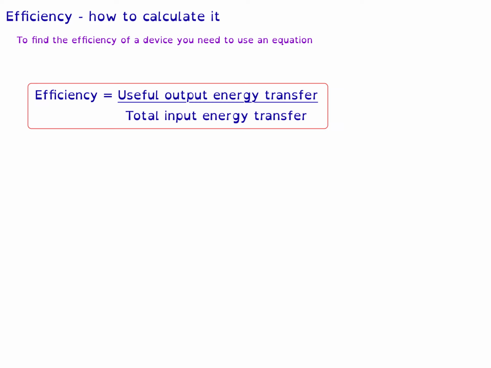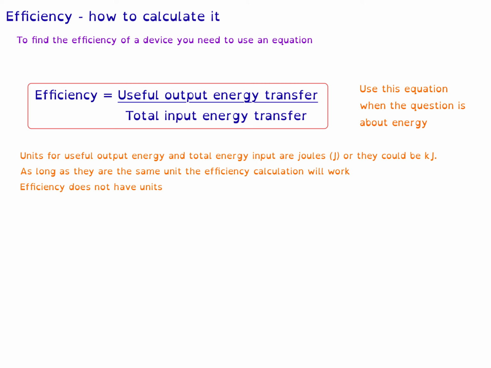To find the efficiency of a device, you need to use an equation. Efficiency equals useful output energy transferred divided by total input energy transfer. And we use this equation when the question is about energy. Units for useful output energy and total energy input are joules, or they could be kilojoules. As long as they're the same unit, the efficiency calculation will work. Efficiency itself does not have units.